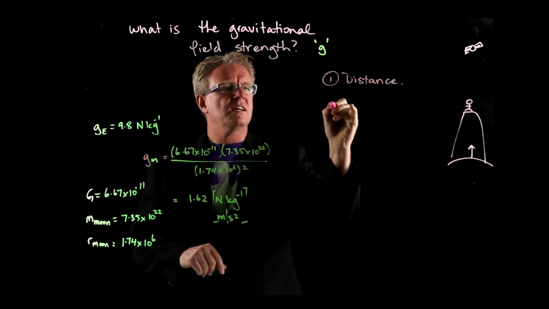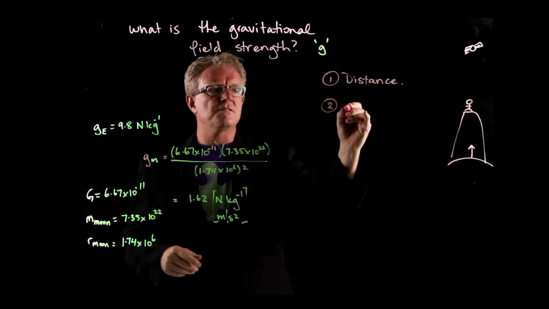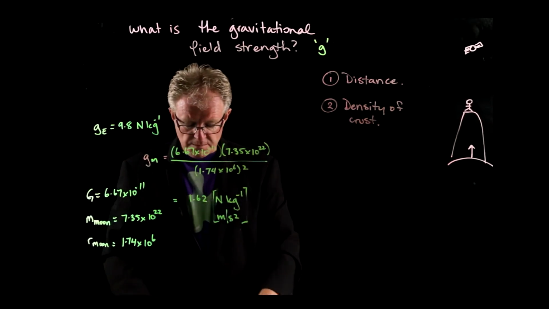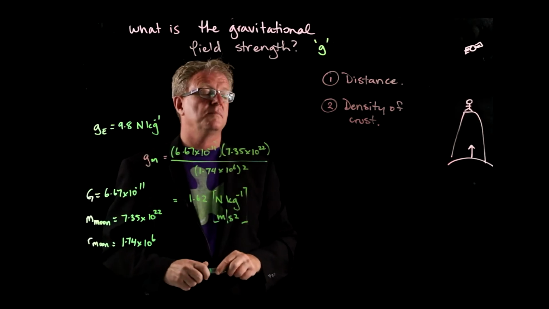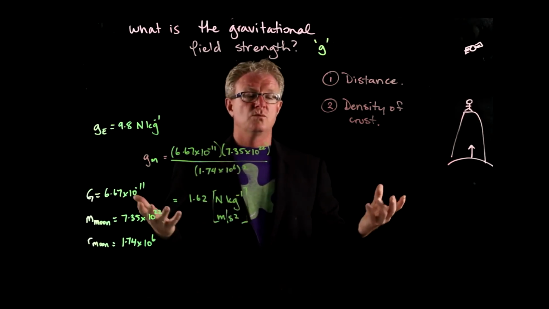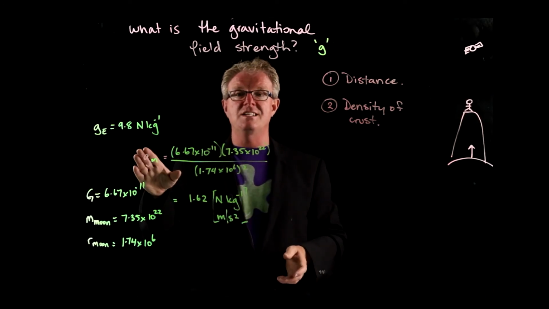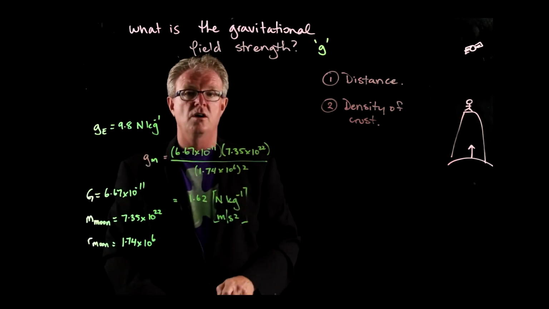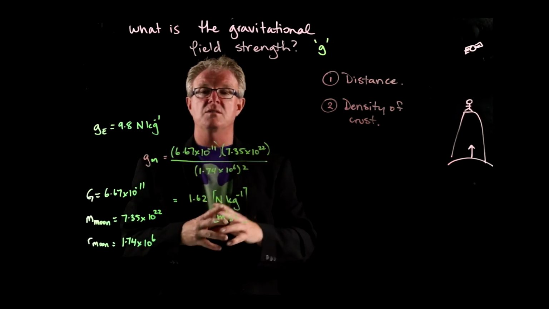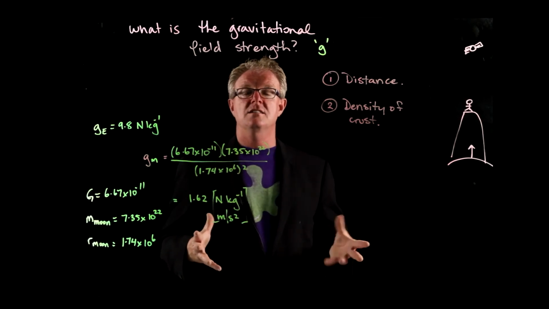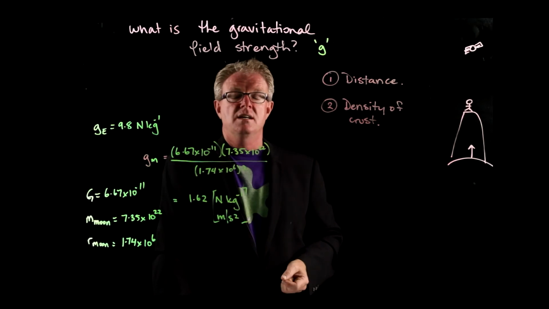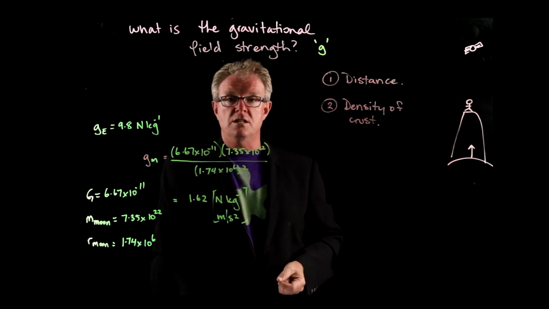The second thing is the density of the crust. Depending upon where you are, you may be standing on crust that has really highly dense geological rock formations, and that's going to give you a slightly different value of the acceleration due to gravity. Or if you are in a region where the rock is not as dense, a less dense sedimentary rock for example, that's going to change the value for g as well.